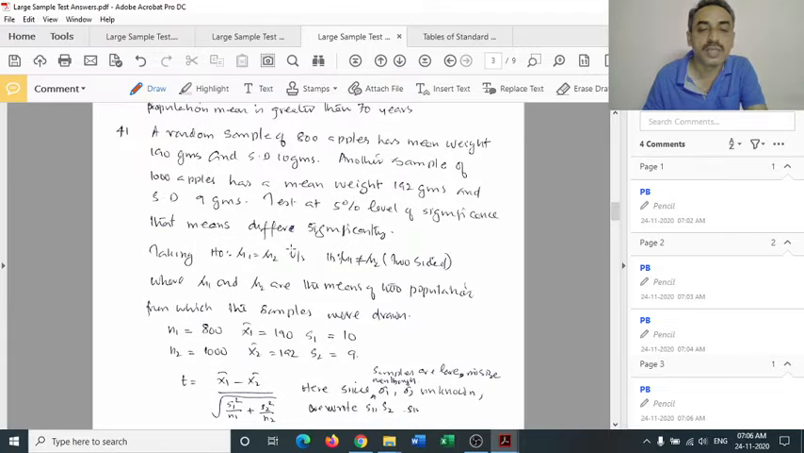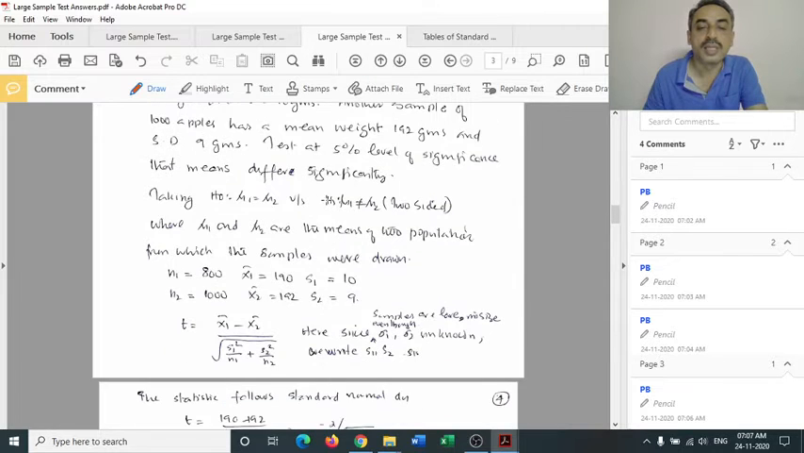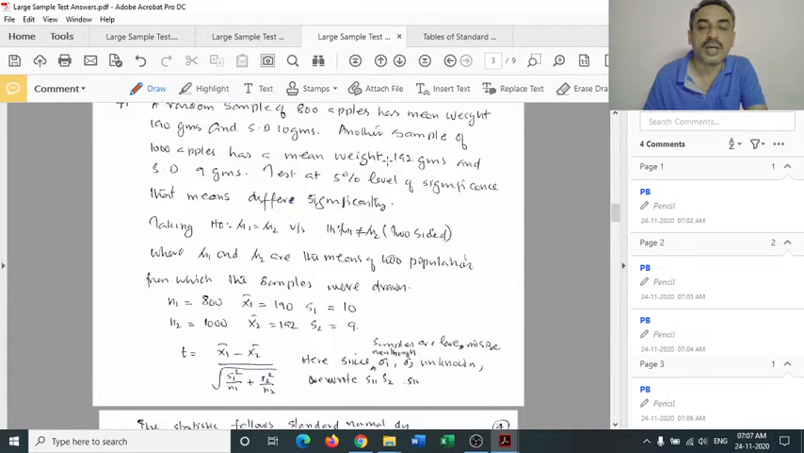Next, we consider a situation of equality of two means. That is, H0: mu1 equal to mu2, where mu1 and mu2 are the means of two populations. One sample is of 800 apples taken from the first population. It has average 190 and standard deviation 10 grams. The second sample has been drawn from another population and its mean is 192 and standard deviation 9 grams. Examine whether the populations from which these two samples come have the same averages.